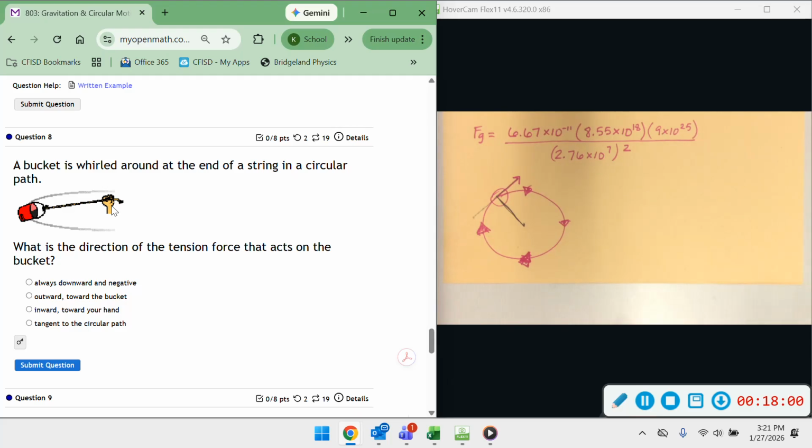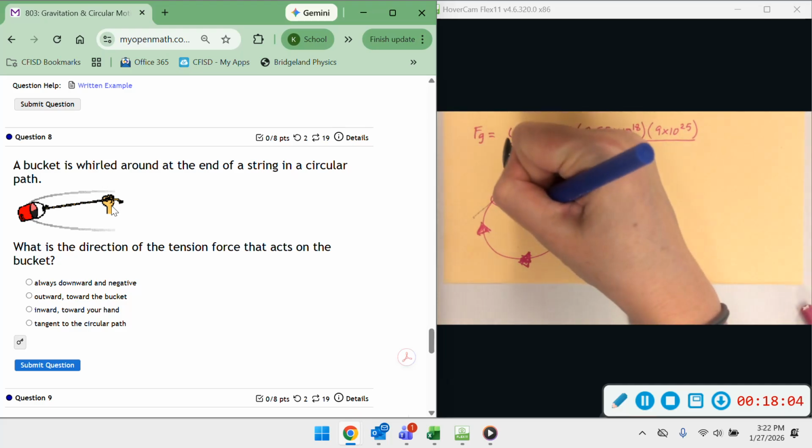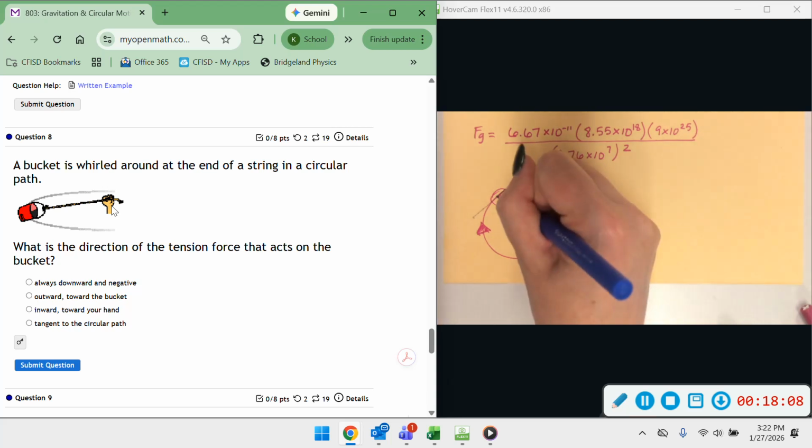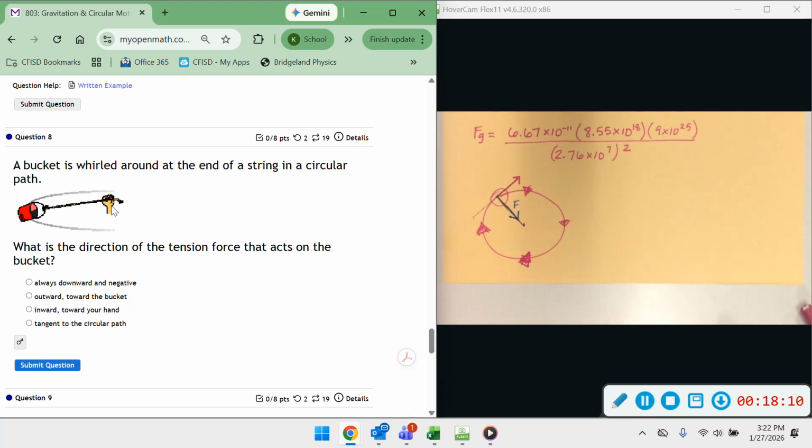This question is asking, what is the direction of the force? And the force is what keeps it in that circular motion to begin with, and it's always inward toward the center of the circle. Okay, so your force vector is always drawn inward toward the center of the circle. It's called a centripetal force for a reason. Center, centripetal. It's always inward toward the center of the circle. Direction of the tension force: inward toward your hand, because your hand is at the center of the circle in this diagram.